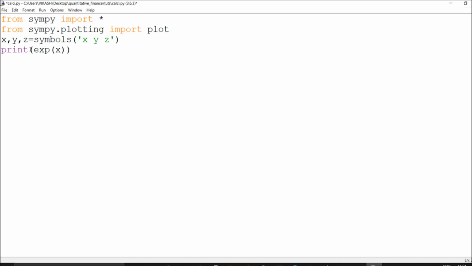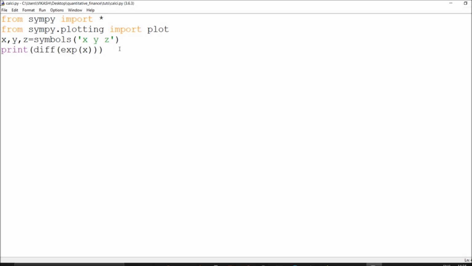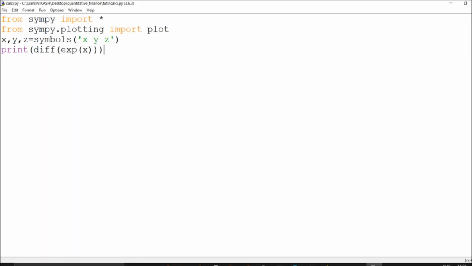If I say this exponential, e to the power x, and I need to differentiate it, we will get the value. So we'll try to check. It will retain the same. So e to the power x, if we differentiate, it retains the same, and our print statement e to the power x remains the same.